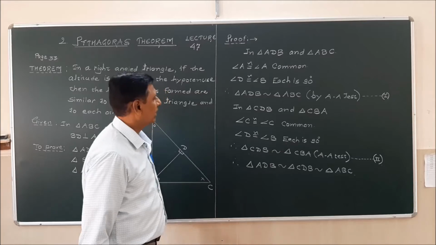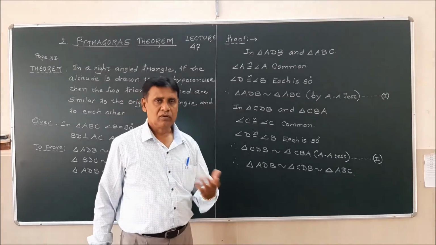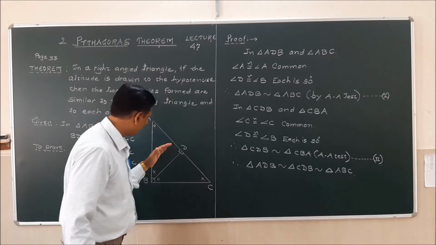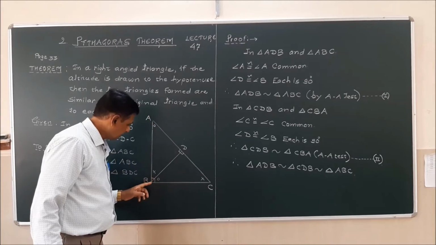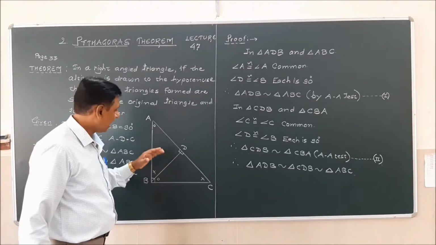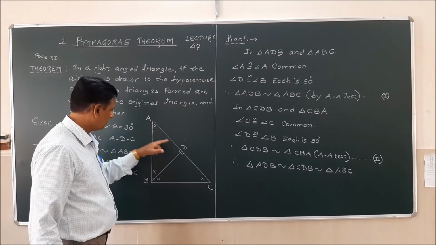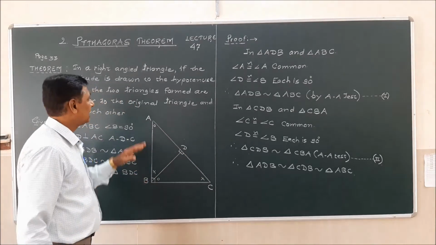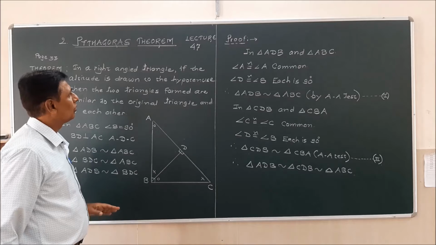So from 1 and 2 we draw a conclusion that triangles formed on both sides of the perpendicular are similar to each other, as well as each one of them is similar to the original triangle. That is what we have to prove over here.